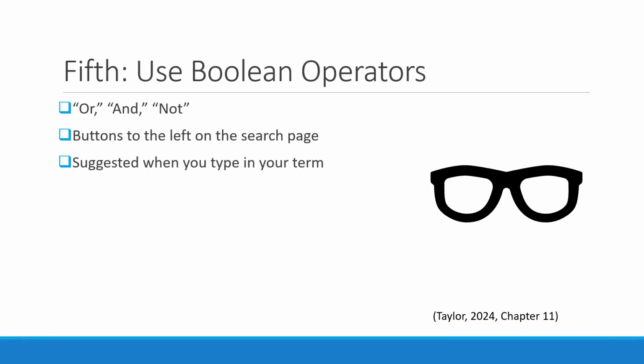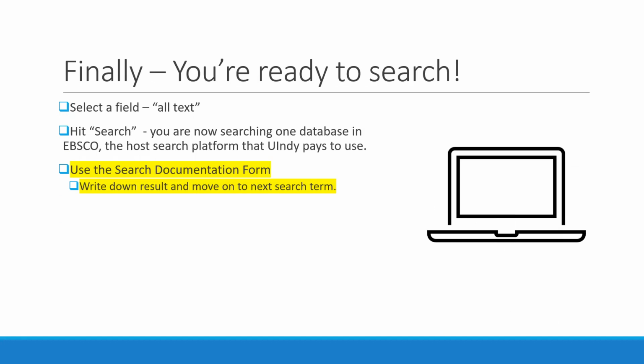Fifth, put your Boolean operators to good use. These are OR, AND, and NOT. These are the buttons on the left of the search page, and they're usually suggested, and I think the default is usually AND. So if I put in occupational therapy and I put in hospice, it'll search for those with AND. But I could also put in NOT pediatric if I wanted, although that's actually easier to do with a filter. Okay, finally, you're ready to search.